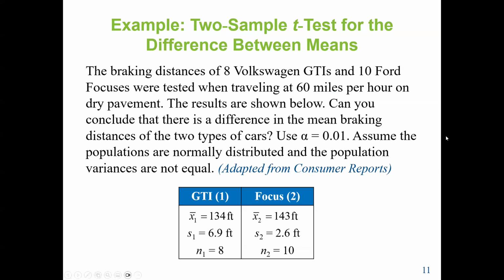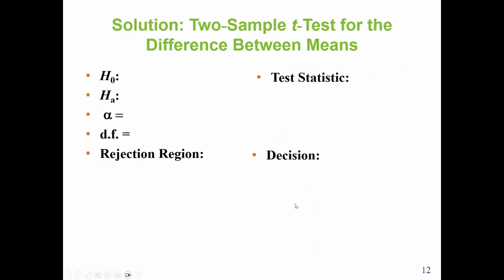Assuming the populations are normally distributed and also the population variances are not equal. Very important. Now, when we look at the sample size, we can see that it's less than 30, 18 total together. So here we can use the t-test. So based on the question, we state our H0 and HA. Then we have alpha to be 0.01.